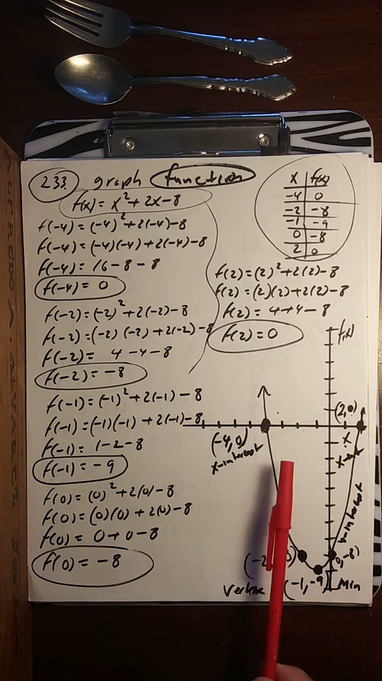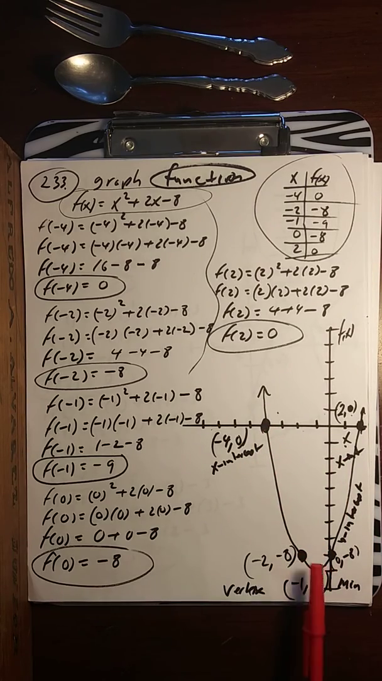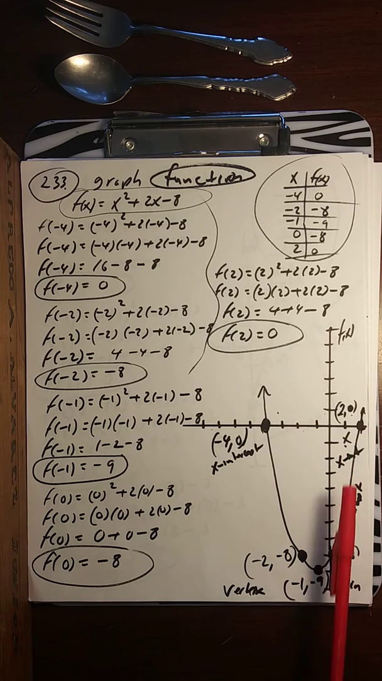So we got the numbers: negative 4, 0; negative 2, negative 8; negative 1, negative 9. This is the vertex, also the min. And we have 0 and negative 8, and we also have 2 and 0. These are the x-intercepts you want to know, and that's the y-intercept right there. Okay.